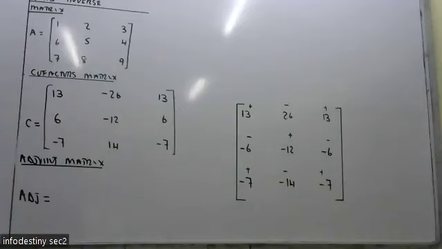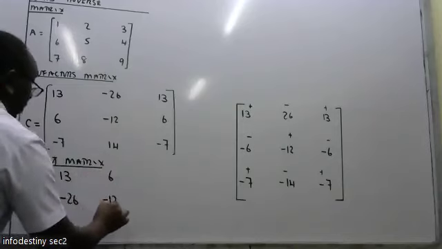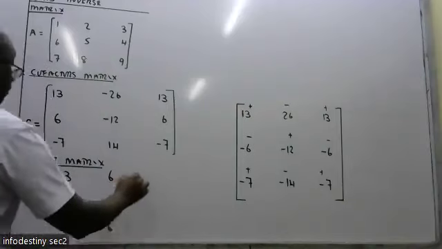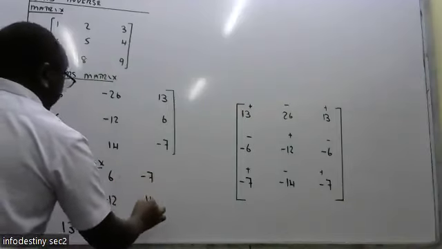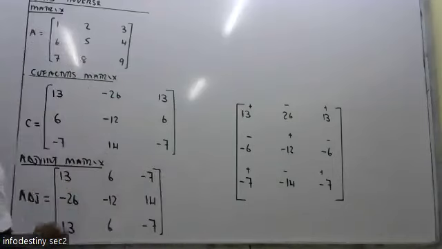Yes, what are the values? Negative 26. 13. 6. 6. Negative 7. 14. Negative 7. Okay. So I think we are okay. The next thing, naona Mary unasema nirudie sijui ni wapi.